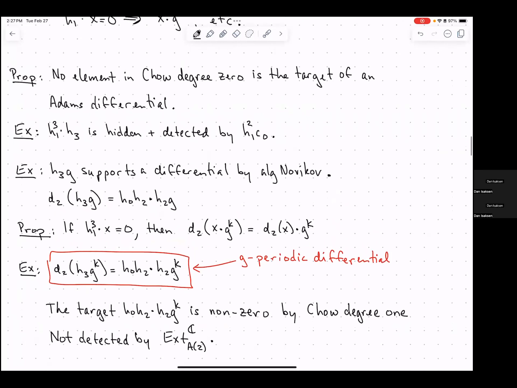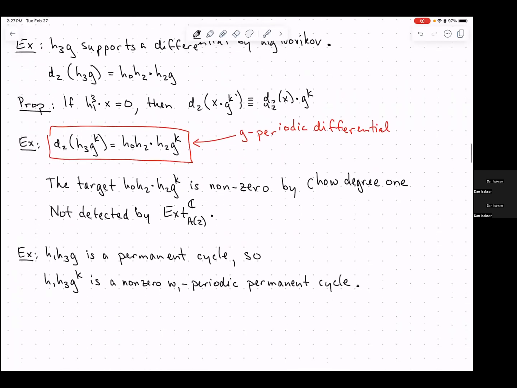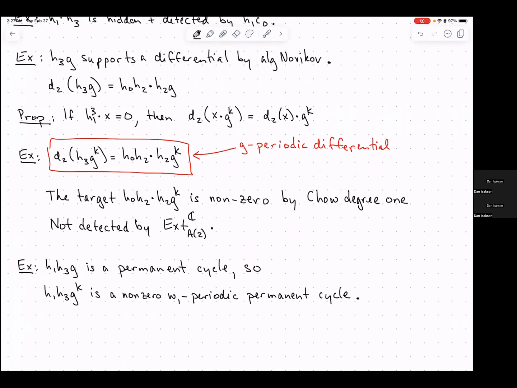So that's what H3G to the K does. That was one of the pink elements that I wanted to describe. That guy that Andrews didn't study because it was difficult turns out to have more exotic behavior. It doesn't survive; it supports a differential. That's an interesting thing. And then the other element that I said we were going to talk about is H1H3G to the K, H1 times it. Now, H1H3G turns out to be a permanent cycle, and it is annihilated by H1 cubed. So you apply those propositions and you get that H1 H3 G to the K is a permanent cycle for all K. And it's automatically non-zero and W periodic. It's exactly the kind of thing that we were looking at before.